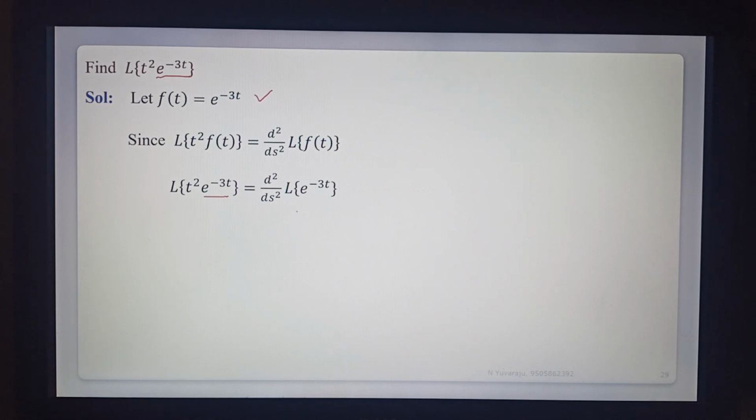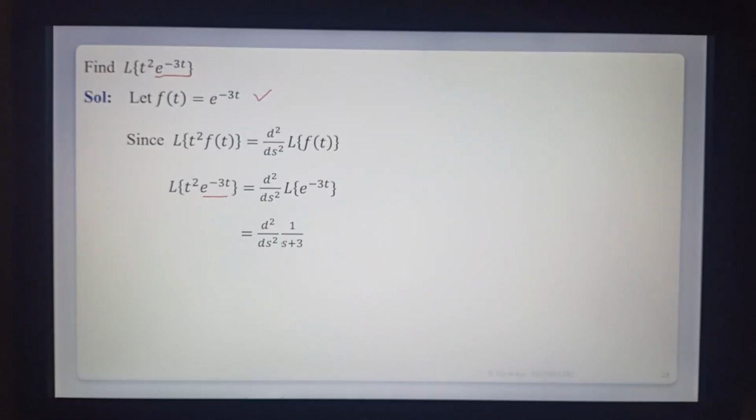So two times differentiation. d square by ds square of L of e power minus 3t: by the formula, 1 by s plus a, where a is equal to 3. So 1 by s plus 3, two times differentiation. First time differentiation, d by ds, gives minus 1 by s plus 3 whole square. Now second time differentiation gives 2 by s plus 3 whole cube. This is the required value.